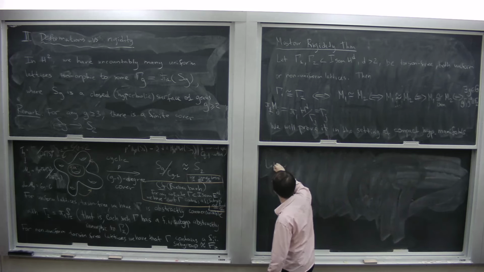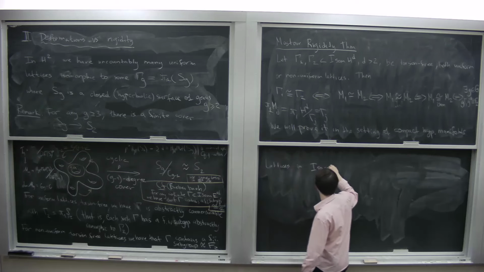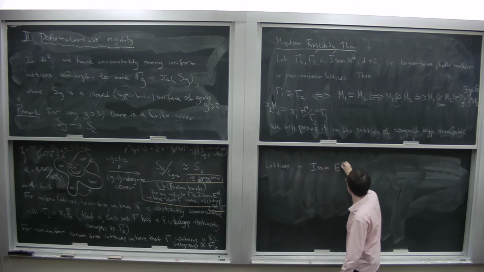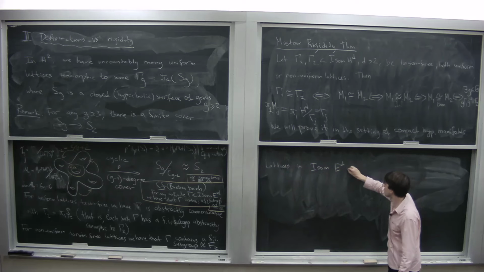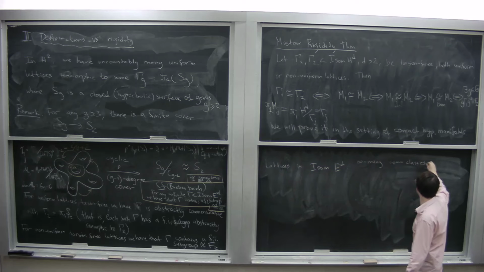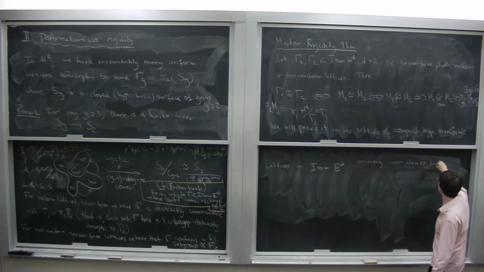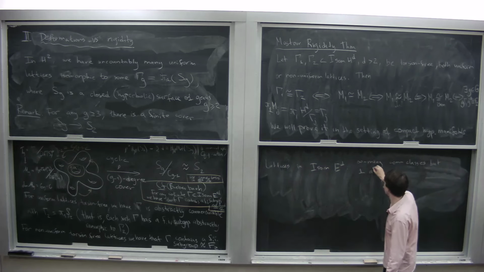lattices in Isom H2 have infinitely many commensurability classes, and actually even uncountably many, but one abstract commensurability class.